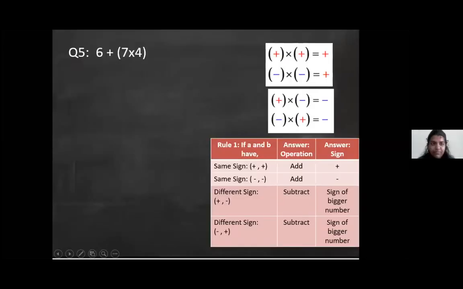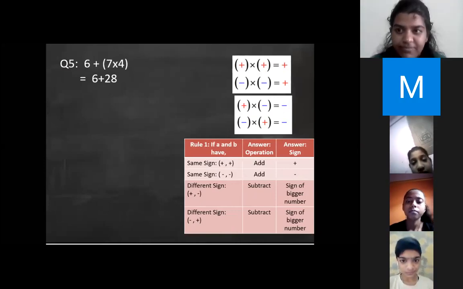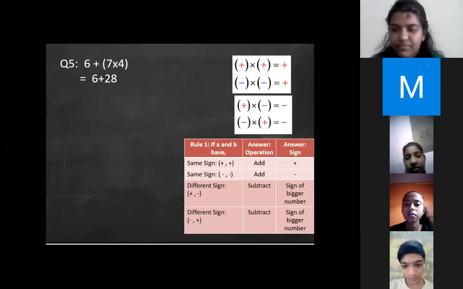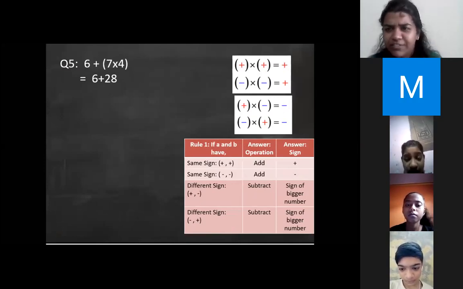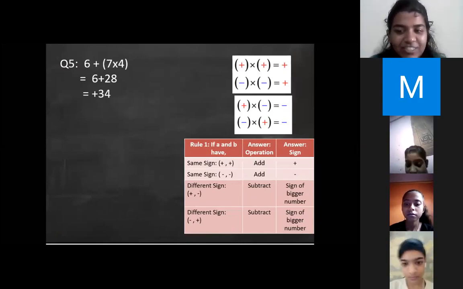Eight. 28 plus 6 is 28 plus 6, 34. Yes. And correct. And positive रहेगा या negative रहेगा? Positive. Very good. Very good.